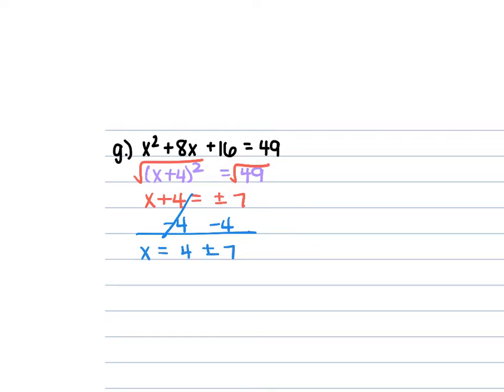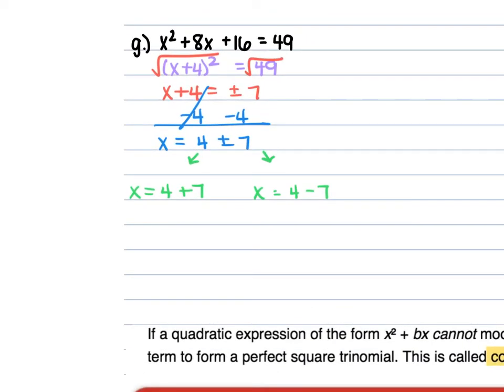Now, this means two things. We have x is equal to negative 4 plus 7, as well as x is equal to negative 4 minus 7. So you have two answers for this one. We have x is equal to 3 and x is equal to negative 11. So with these, since there's not a radical left over, you have to actually simplify them.